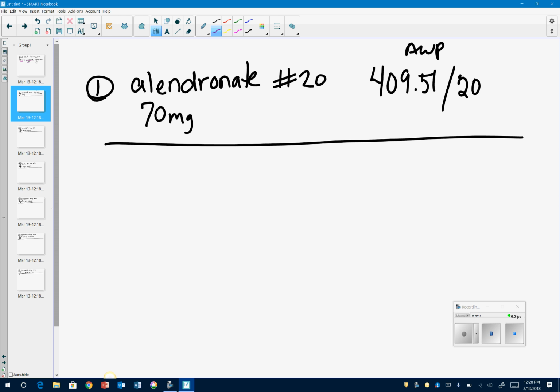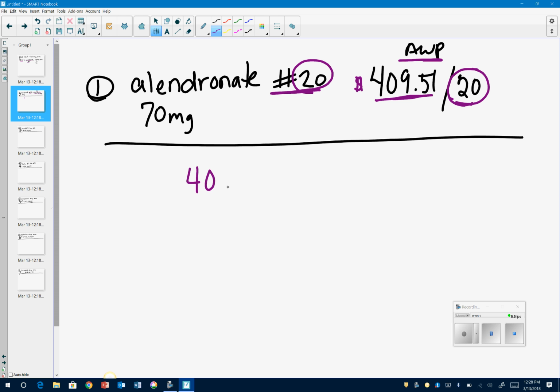I will do a few, about 6 of them. In this one, you have your prescription written for 20 tablets. The AWP is $409.50 for 20 tablets. Notice that the amount is for 20 tablets, and we have 20 tablets here. So that makes it real simple for us.